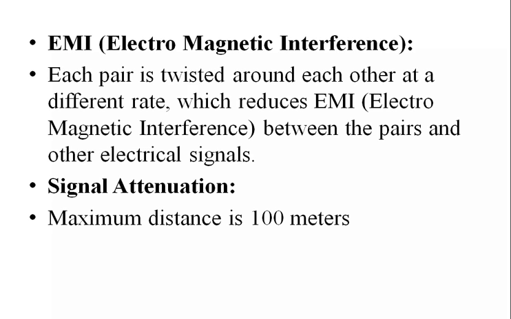EMI: each pair is twisted around each other at a different rate, which reduces electromagnetic interference between the pairs and other electrical signals. Signal attenuation. What will be the signal attenuation when we expand this one? The maximum distance is 100 meters. After this we need a repeater because the signal will be degraded.